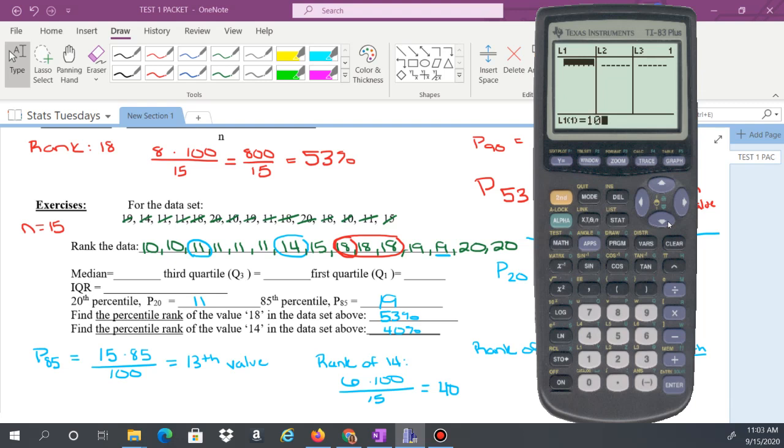You can do it raw, or you can have it in order. 4 11s, 14, 15, 3 18s, 2 19s, 20. Yeah, 15. Okay, once you get that entered in, go back to your home screen. So second mode.